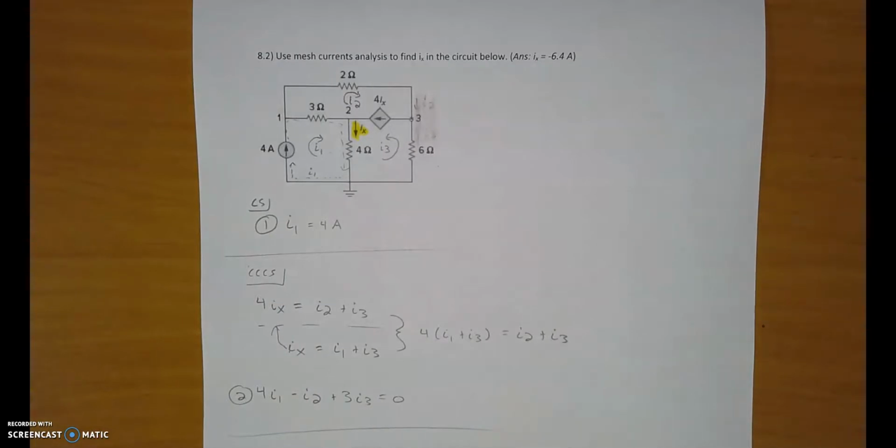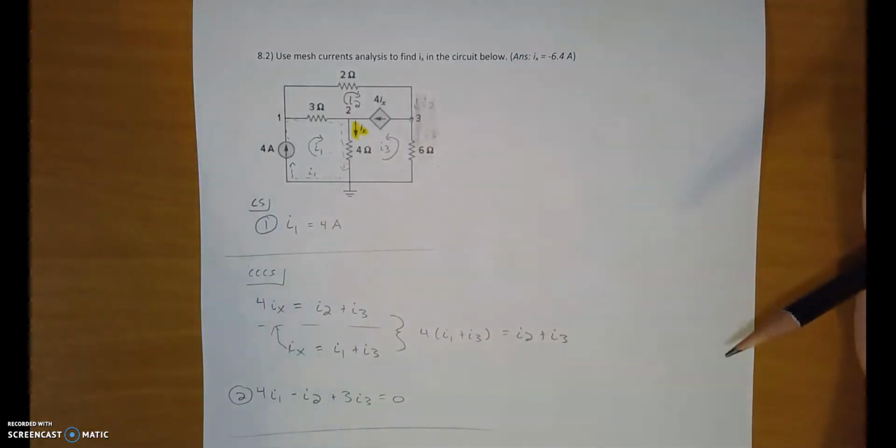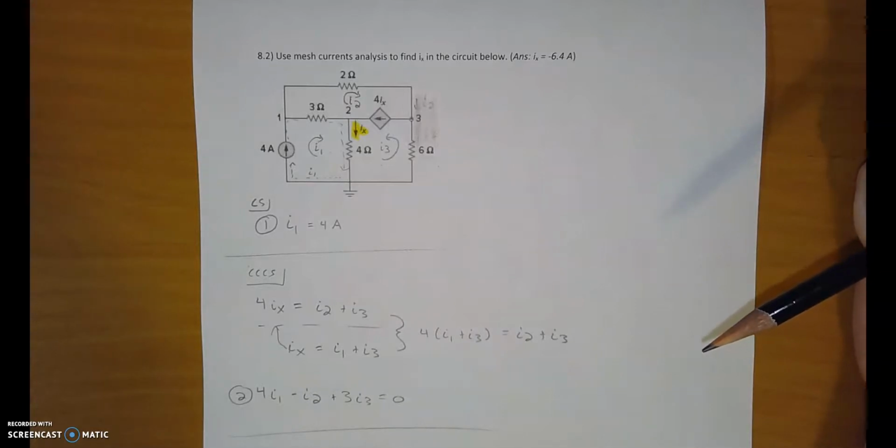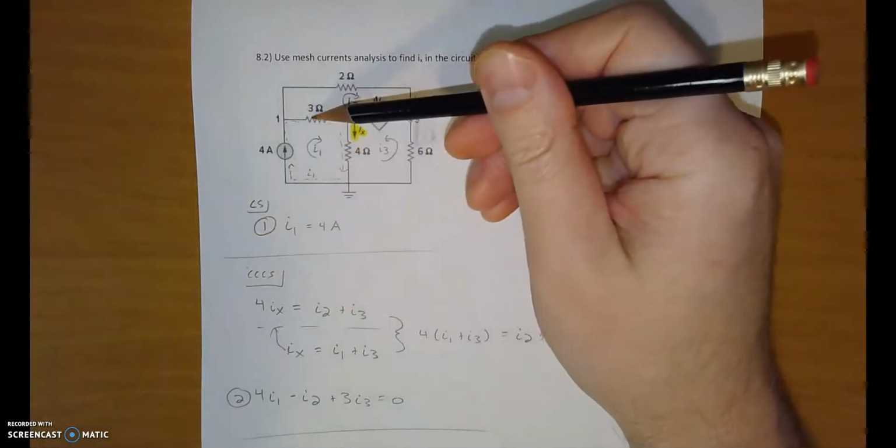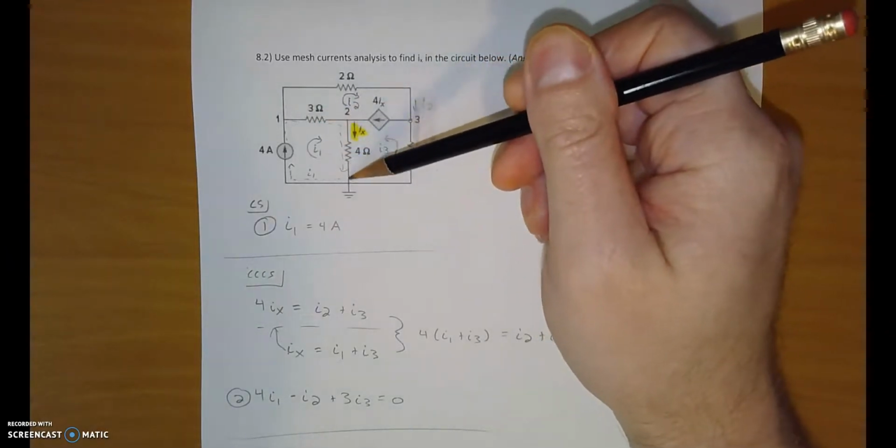Now I need to do equation 3. So I am out of current sources, which means I now move to KVL equations. Now if you try to do a KVL around, say, I1, you'll be fine. You can use V equals IR here.